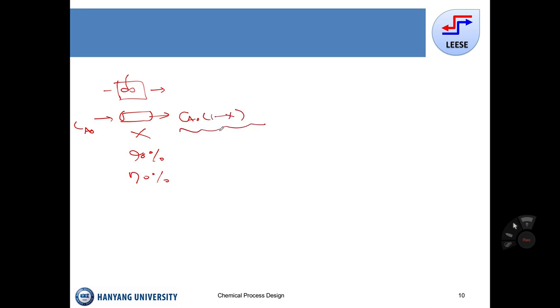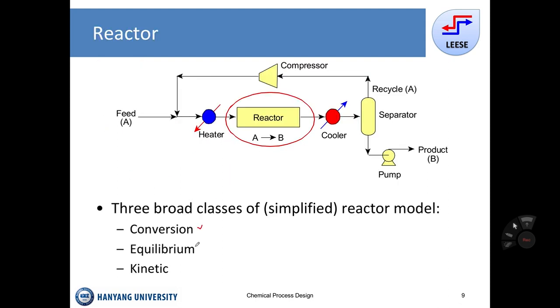the amount of A left after X% of the conversion. Okay. So if A turns to B, then B will be CA0X. Okay. So based on the conversion, we have some indication of how much A will be produced, how much B will be produced, how much A is reduced after the reaction. Okay. So conversion is the simplest way of simulating the process. So what is the second one? So the equilibrium and the kinetic one.